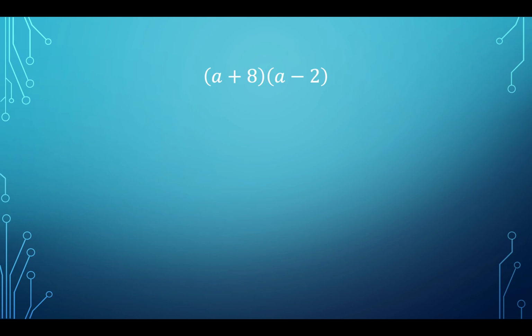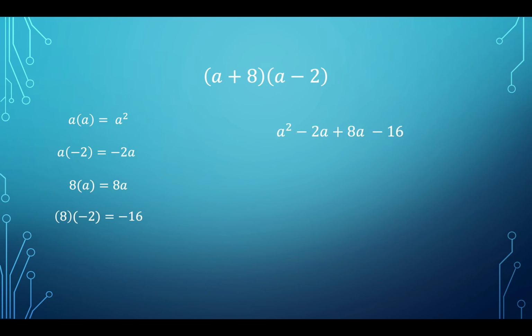So let's try this one: a plus 8 times a minus 2. A times a gives us a squared. A times negative 2 gives us negative 2a. 8 times a gives us 8a. And 8 times negative 2 gives us negative 16.